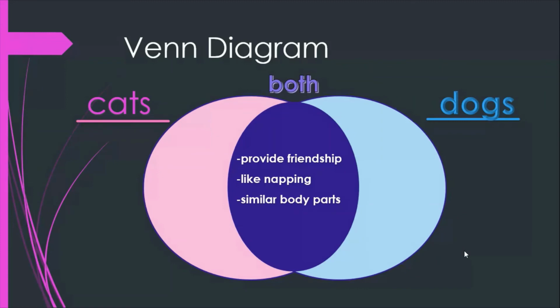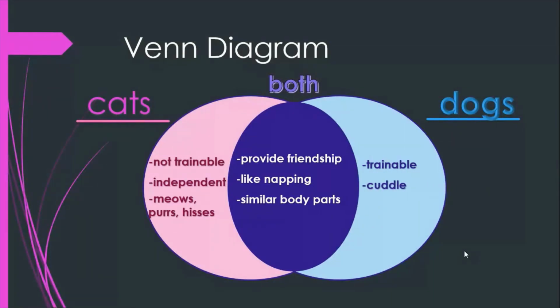Okay, so looking at the differences, remember we use the outer circles to write the differences, right? So I can say that cats are not trainable or they're very hard to train. I can say that they're independent and they make different sounds. So you see here on the other side of this part of the circle, on the left side, I only put the characteristics of cats, things that are totally different from the characteristics of dogs, which on the other hand, dogs are trainable. Yes, and they also like to cuddle. And unlike cats, they whimper or bark or growl, right?